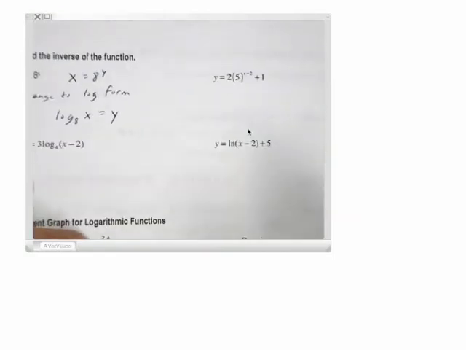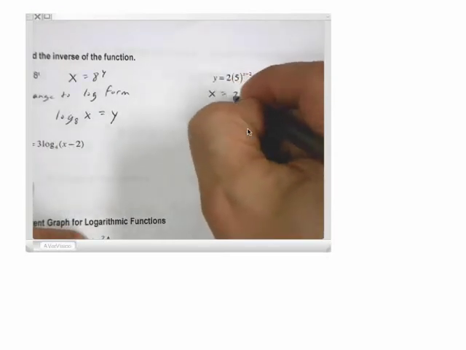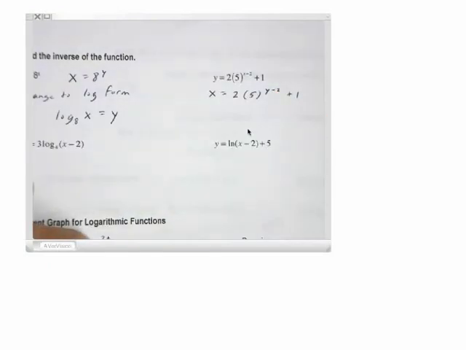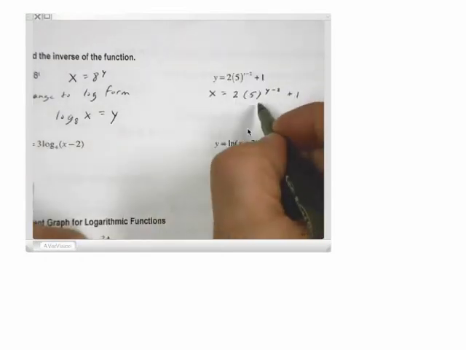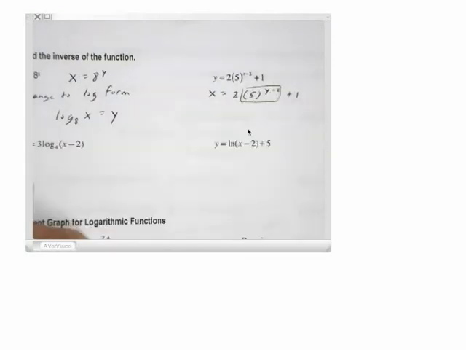All right, let's try this one. First of all, we're going to switch the x and the y. So we have x equals 2 times 5 to the y minus 2 power plus 1. Now before you go to change anything to a log equation, you need to get the exponential by itself. So I'm going to need to get this right here all by itself before I change to log form.